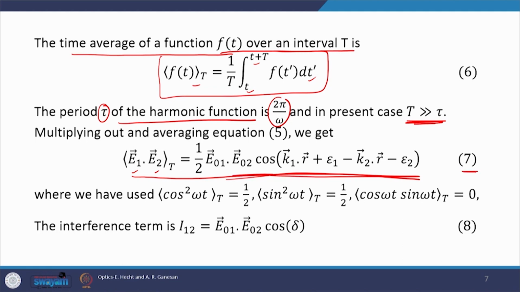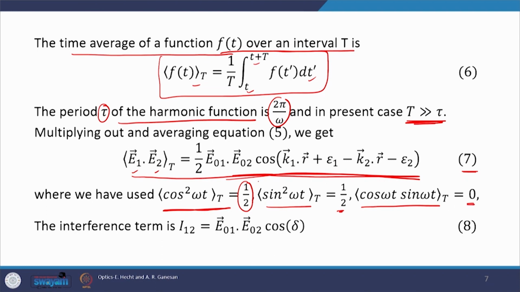And how did we calculate it? While taking the time average of cos square omega t, we substituted it with half. Similarly, the time average of sin square omega t is equal to half, and the time average of the cross term, which is cos omega t into sin omega t, is equal to 0. Yeah, this we can easily do. It is a simple integration.